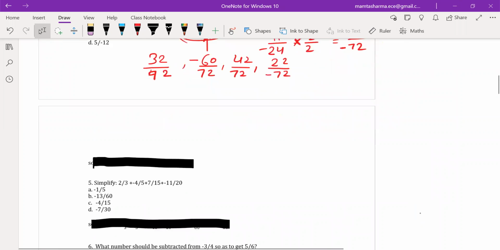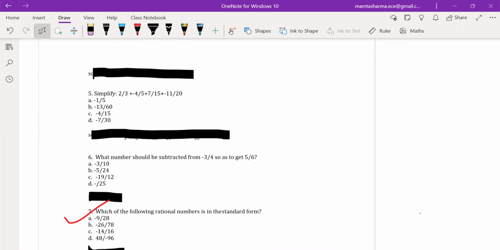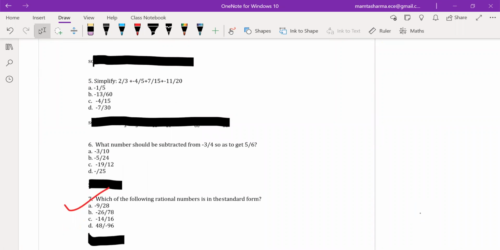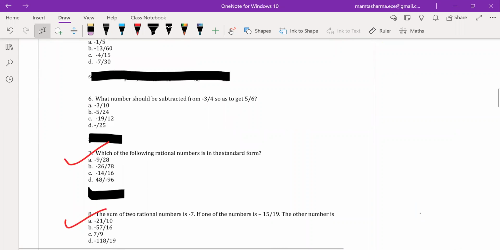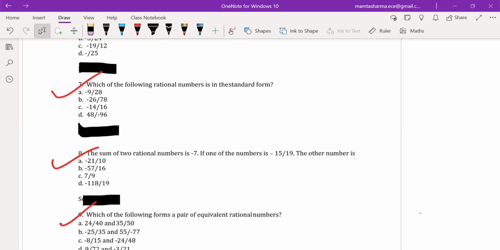So for that, write down the question. Solve this 5 and 6. Question number 5, actually, you can do. Take this 7th and 8th, 7th, 8th, 9th. Okay, solve it.